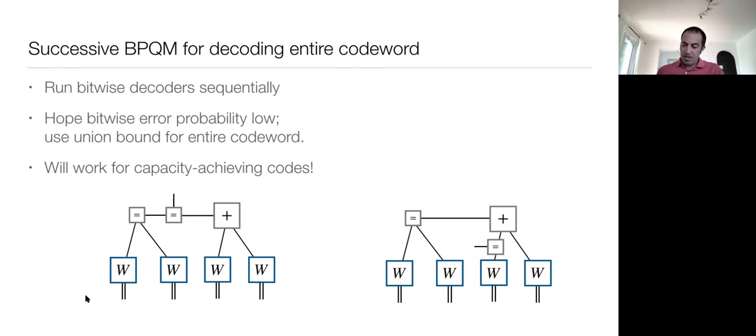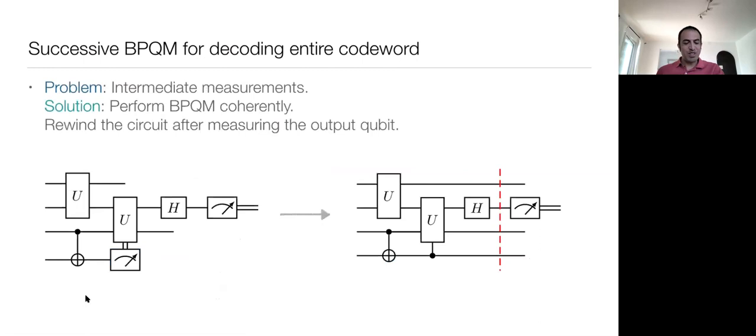And there's a few huge problems, actually. First of all, the BPQM algorithm is making these intermediate measurements all over the place. Every time there's a check node, this plus node, it's going to measure one of the qubits.